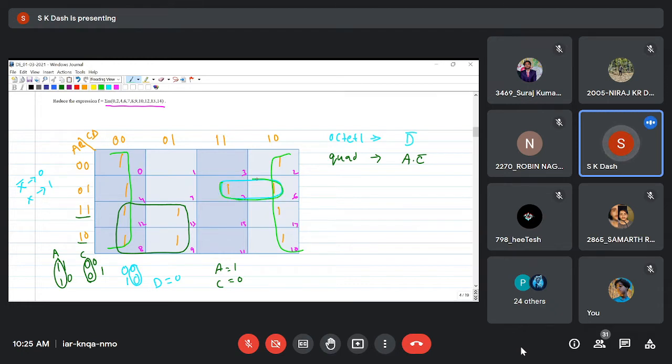For these two ones, what is common? On the AB side, both have 0, 1, so 0, 1 is common. A equal to 0 is common, B equal to 1 is common. All of this is common.